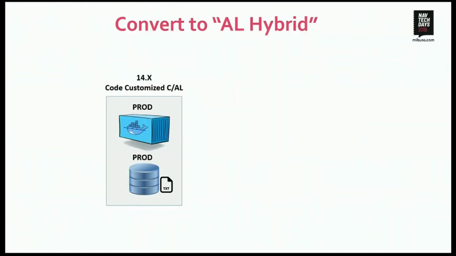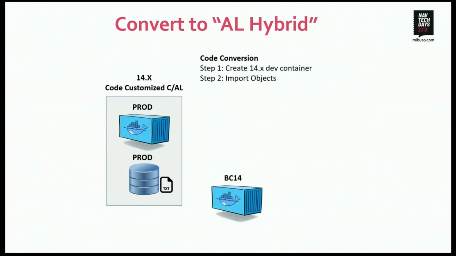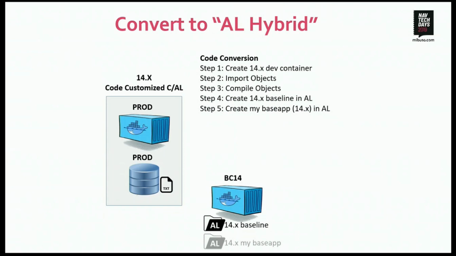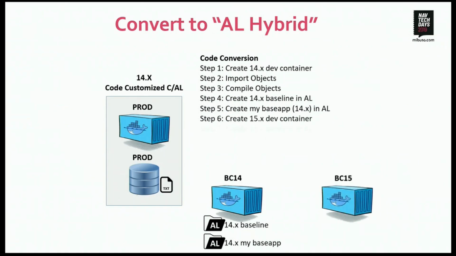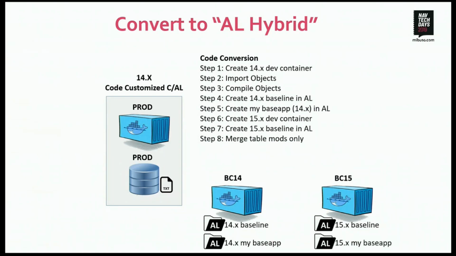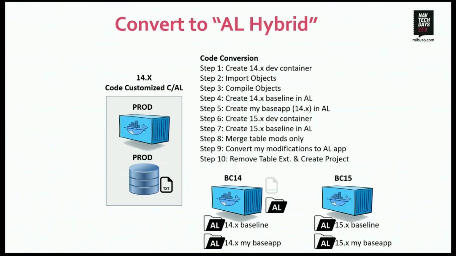So I don't have a race with that one, but this one becomes a little lengthier process, and the code conversion process is kind of the same. We'll create the dev container, we're importing the objects, we're compiling the objects, we're creating the baseline, doing all of these things as we did before. We are, however, only going to merge the table modifications. That's the only thing we put into the modified folder. Then we're going to convert the modifications to an AL app that we did in the first step, remove the table extensions, and create a project, and then compile that one.